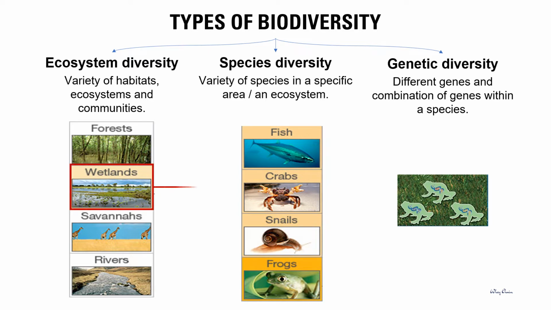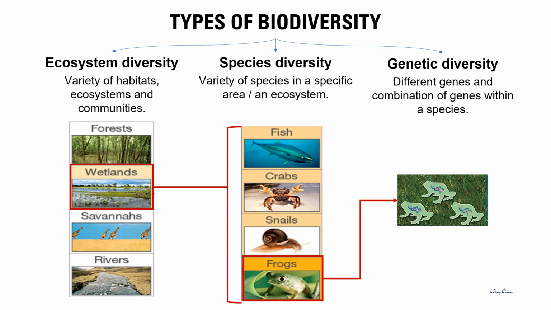Okay, we continue with ecosystem diversity. There are so many types of habitats that can be found on Earth. The terrestrial ones, the ones on land, such as forests and savannas. The aquatic ones include wetlands, rivers, or even the ocean. If we focus on wetlands, which is one of the ecosystems that can be studied, it shows different kinds of organisms that can inhabit there, such as fish, crabs, snails, and frogs.